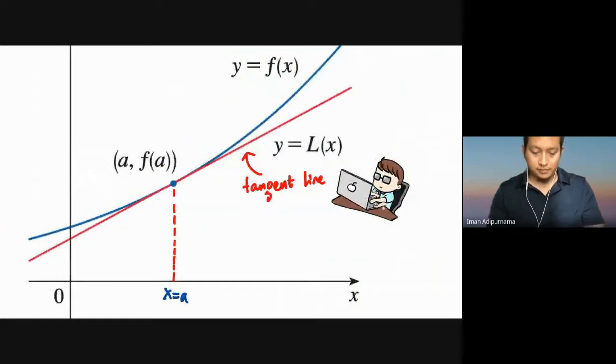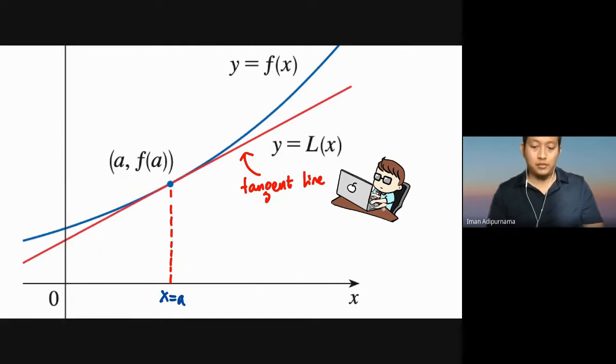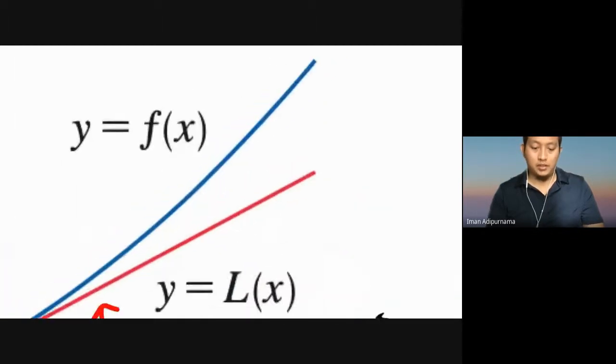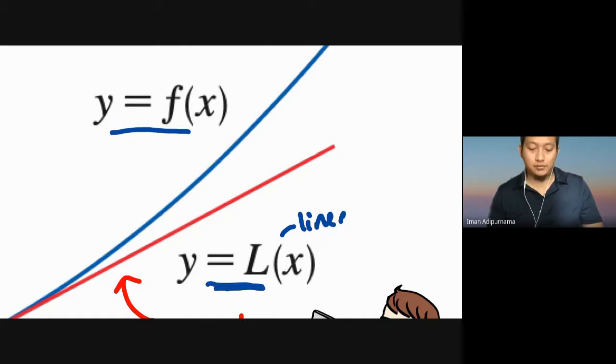That's the tangent line. So what's so important about this tangent line, and why is it unique, and why can we use it to approximate some value or some number? When we look here, we have y equal f of x. This is a tangent line equation. Let's say this is our linear equation, right?